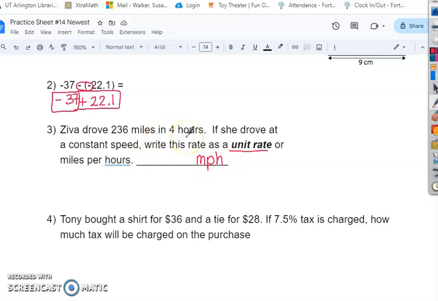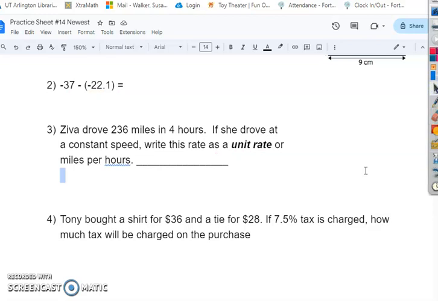All you have to do is figure out for 1 hour. So you're going to divide that. Hopefully you know 236 goes on the inside. So if you're listening, you're hearing me. 236 divided by 4.